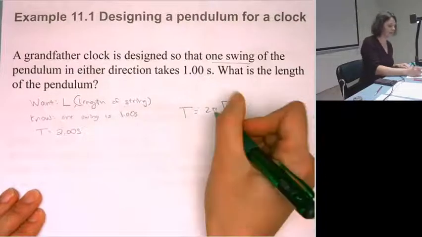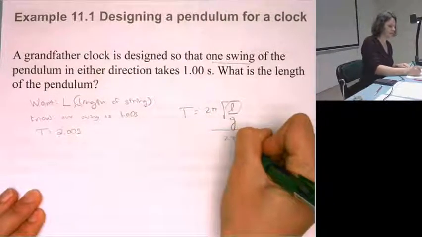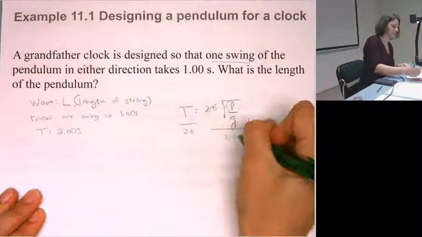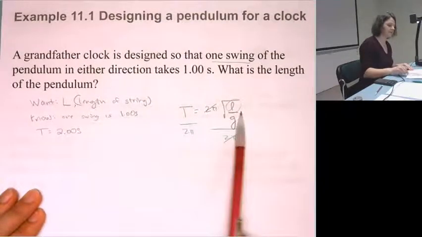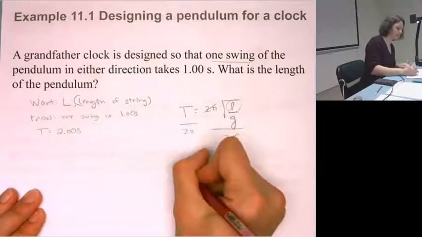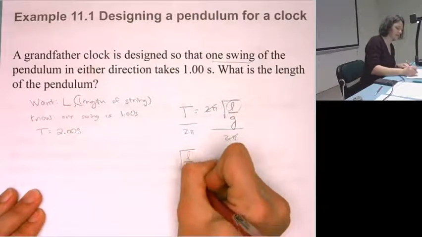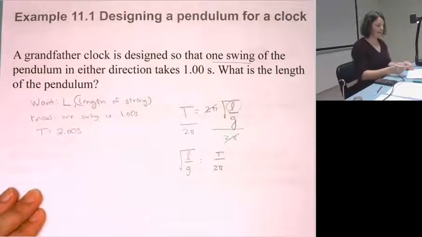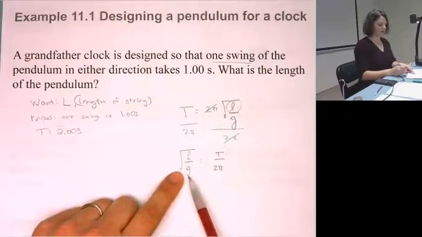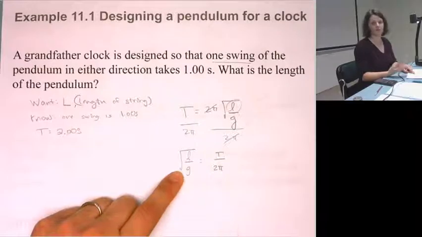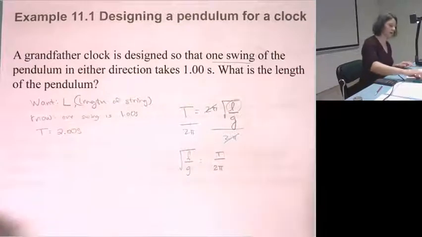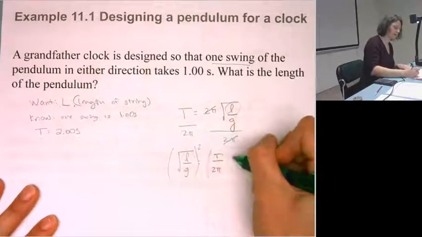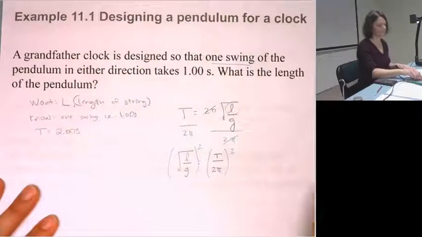So I'm going to divide both sides of the equation by 2 pi. Okay, so now my 2 pi's cancel, and I'm also going to flip this so that I can have my L on the left-hand side. So I'll say that the square root of L over G is T over 2 pi. Now if I want to get rid of this square root, I need to square both sides. So I'm going to take this side and square it, and take that side and square it.